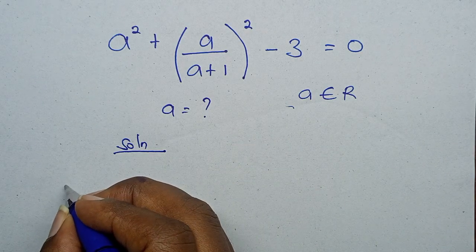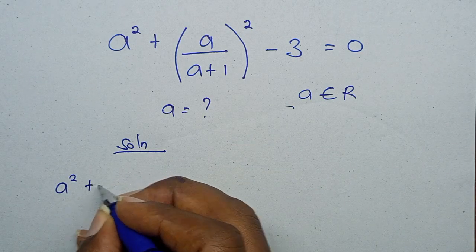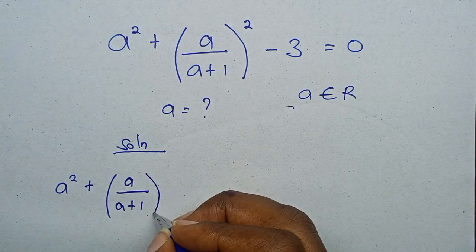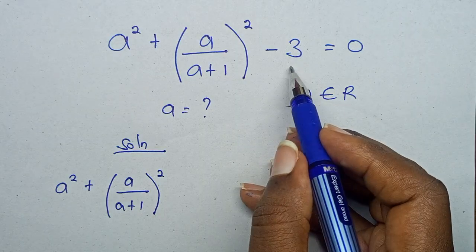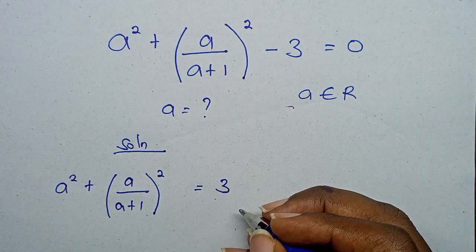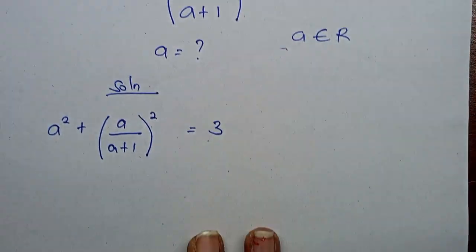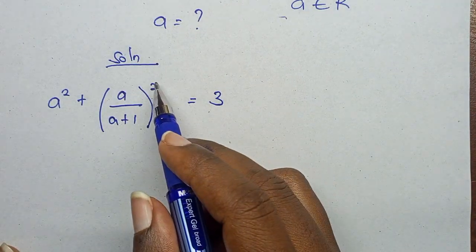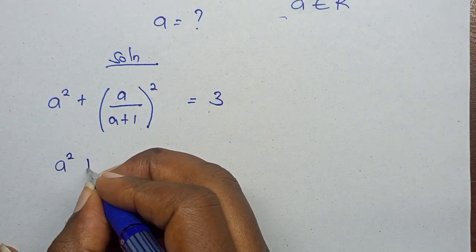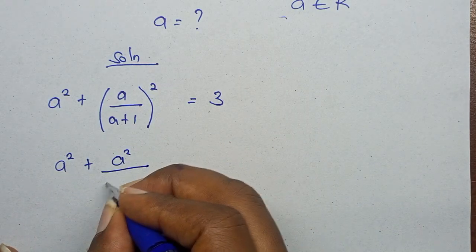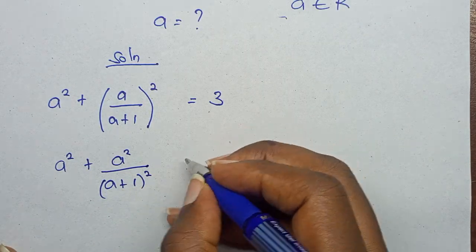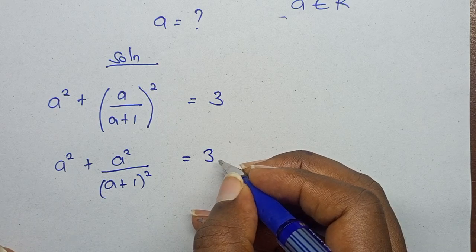We shall have (a squared plus a over a plus 1) all squared. We take this negative 3 to the other side, so this will be equal to 3. Now the next step is we distribute this square to the numerator and denominator. So we have (a squared plus a squared over a plus 1 squared) equals 3.